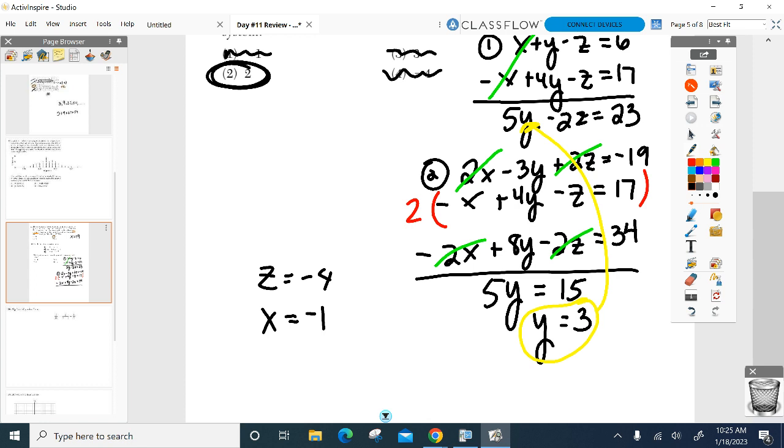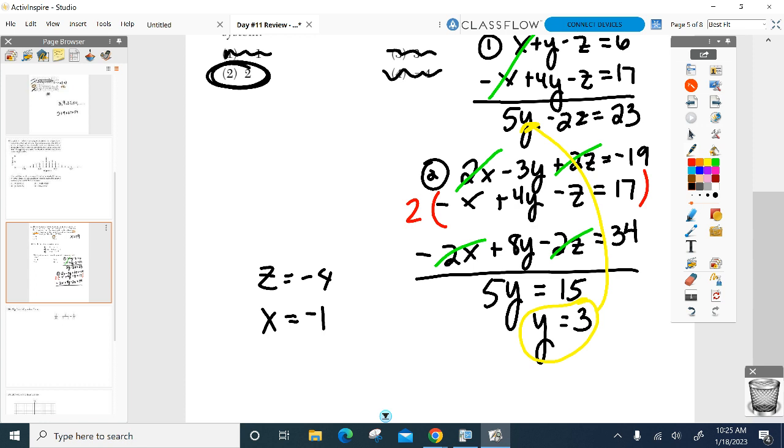Pick 2 equations, eliminate a variable. Pick 2 new equations and eliminate the same variable. If you want to reach out, I can give you a slew of these on Delta Math if you need them. Reach out if you need more practice with this.